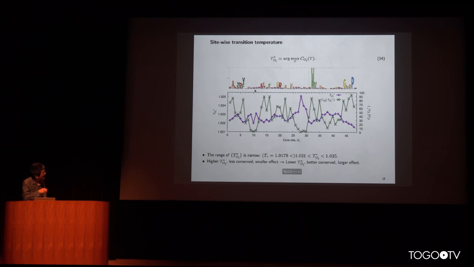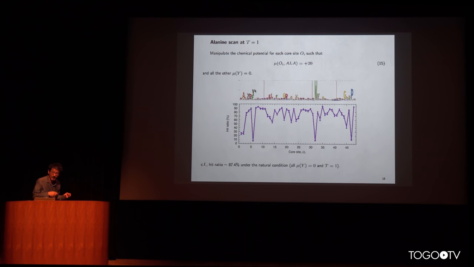But the range of this temperature is very narrow, so the difference is very subtle. In order to check the significance of each site more directly, I changed the chemical potential. First, I tried alanine scan, in which I impose the chemical potential for alanine residue to a very large value, so that at this site, only alanine residue is allowed.